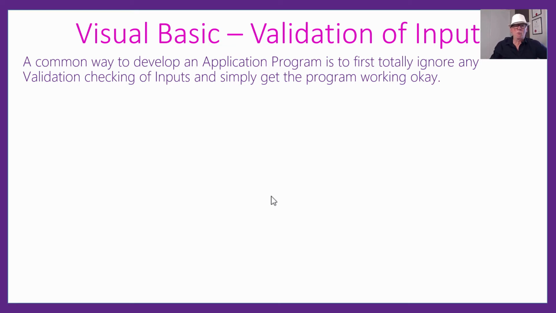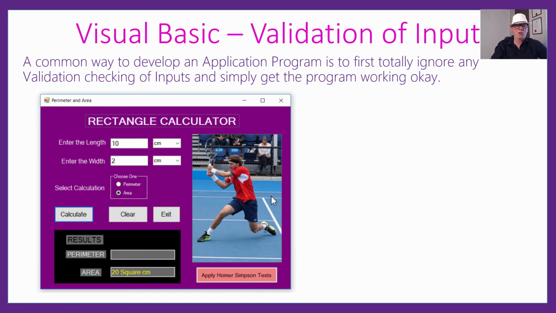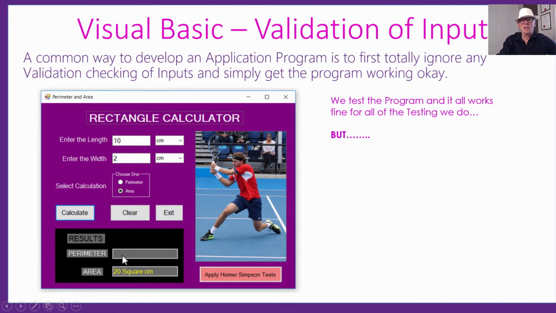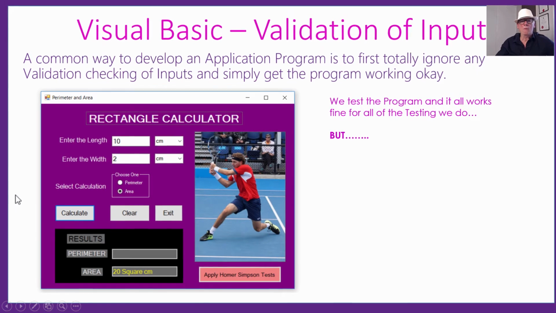So a common way to develop any application program is first just forget about doing any validation, just get the basic program working okay. So what we do is we just get our rectangle calculator going so that people can enter in data, they put in the correct units that match, everything's good, they want to do the area, they click calculate and it gives an area answer. All right, so we test the program out for all these different combinations.